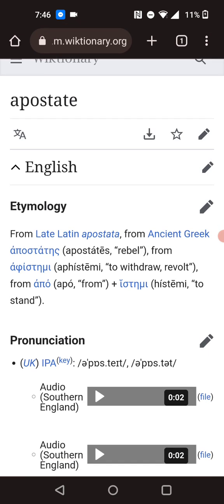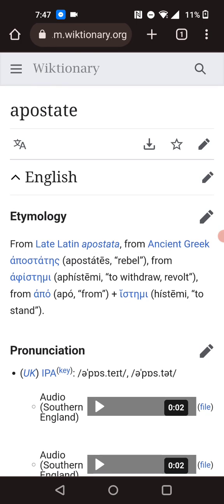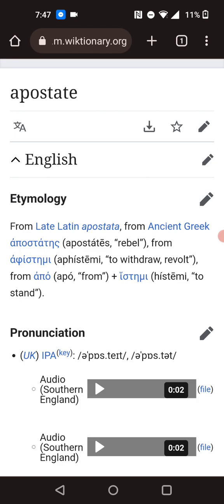Before I go back to that flashcard, I got to go read up on my alphabets again, because I probably messed up some letters here and there, but go check it out for yourself, man. Wiktionary.org. Apostate, from late Latin apostata, from ancient Greek apostates, which means to rebel, from aphistemi. I might be getting that wrong, maybe apostemi, or aphistemi, I don't know. To withdraw, revolt, from apo, from histemi, to stand.